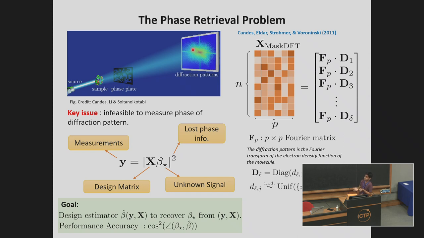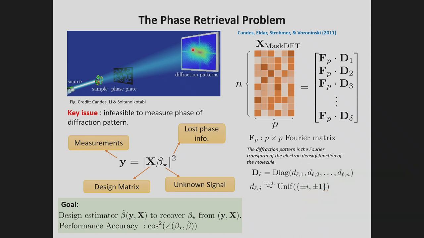So why do these random diagonal matrices show up? One of the proposals for this problem by Candès et al. is that you would like to capture redundant information about your signal. So you want to repeat your experiment several times, and each time you want to illuminate your unknown molecule in different ways to capture redundant information. These diagonal matrices represent masks that you use to randomly illuminate your molecule to capture more information. And again, the main parameter for this problem is going to be the sampling ratio n by p, which is the ratio of the number of measurements, so that's the number of rows in the design matrix, to p, which is the dimension of the unknown signal that we want to estimate.